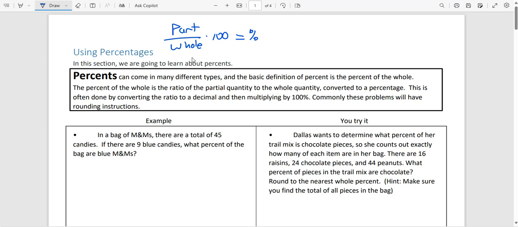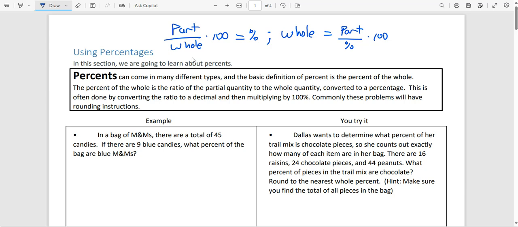So this one's solved for percent. If we wanted to solve for the whole, I would multiply by the whole, and that would move it up to the top right, and divide by the percent, and I would get the whole equals the part divided by the percent times 100.